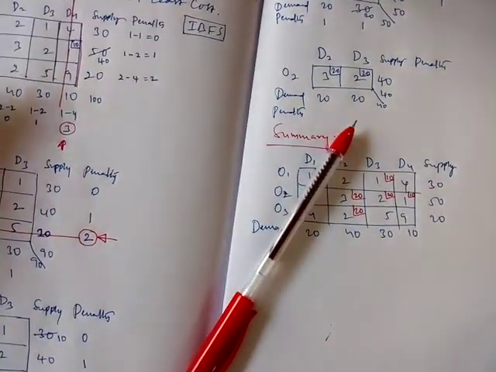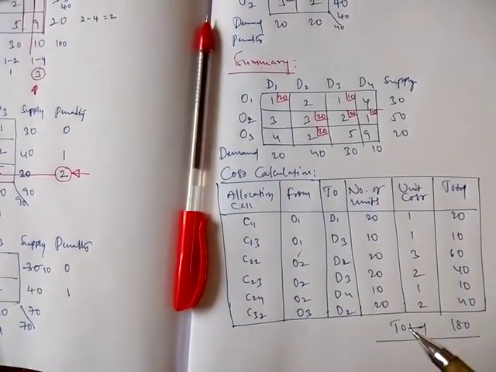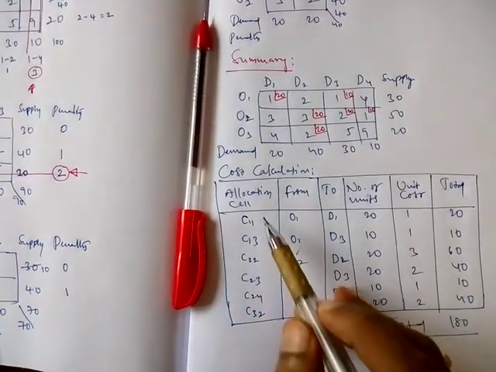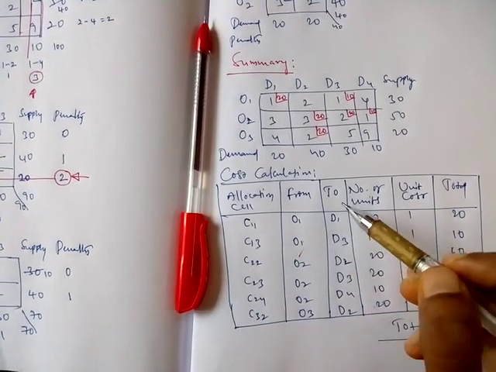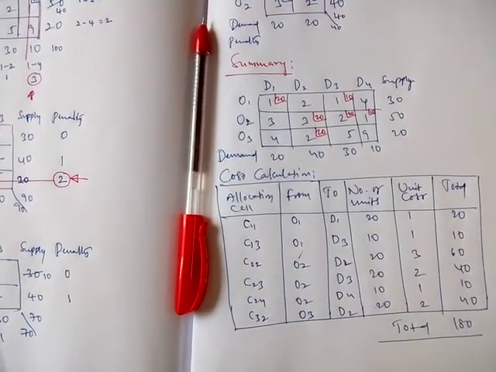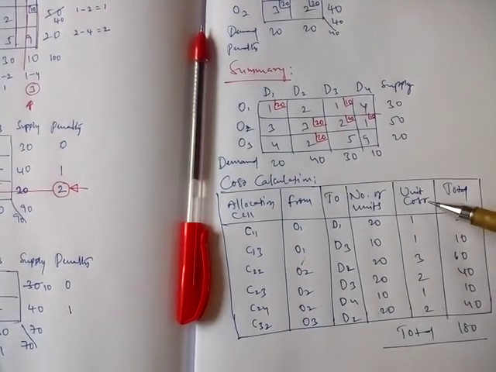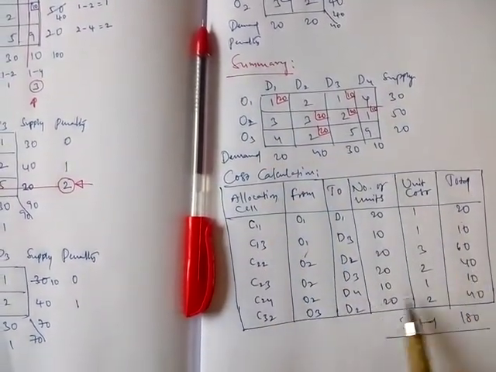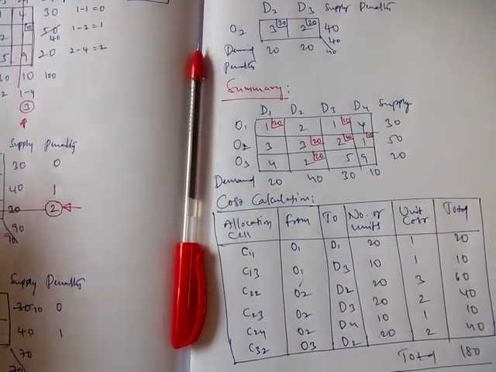Let us write the cost calculation. So this is the cost calculation table. These are the allocation cells, from O1 to D1, something like this, then the number of units, unit cost and total. From this summary we can draw this table. So this is Vogel's approximation method.